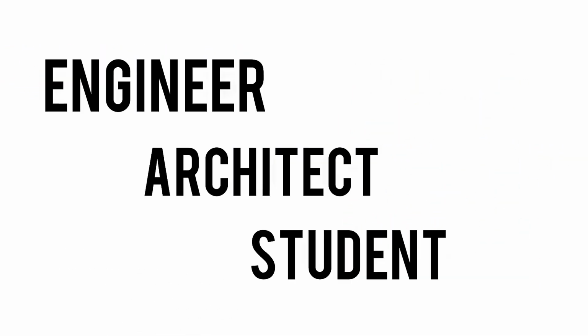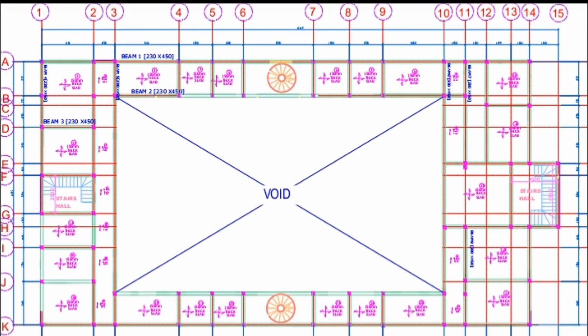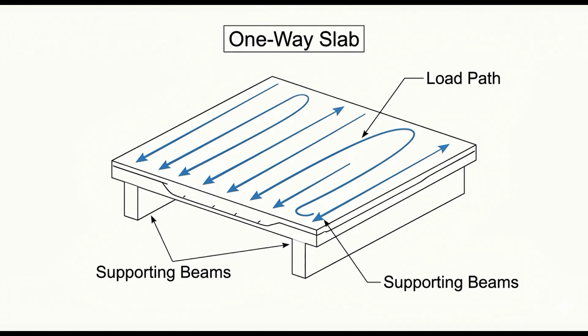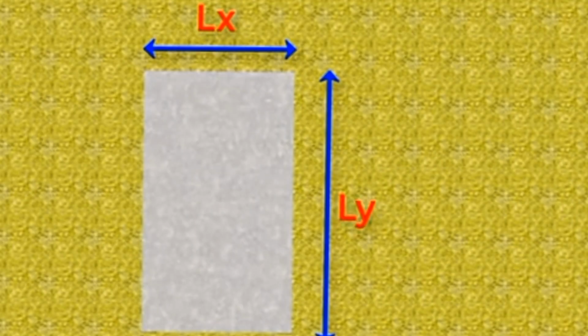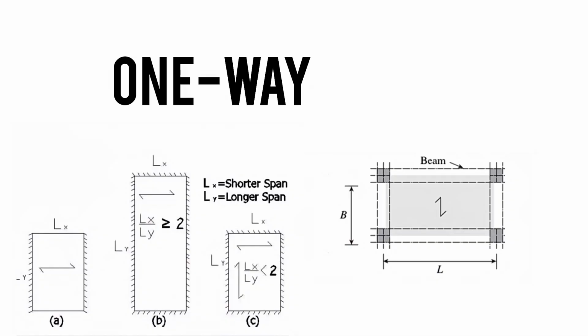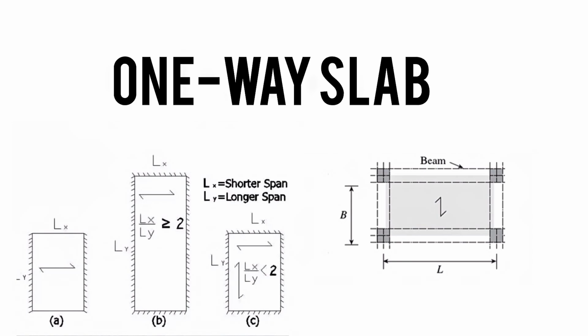If you're an engineer, an architect, or even a curious student trying to wrap your head around structural design, you've probably encountered one-way slabs. They're everywhere, from parking garages to office buildings. But understanding why they work and how to design them correctly can be tricky. In this video, we're breaking down the one-way slab in plain English. We'll cover what it is, how to identify it, the key design principles.